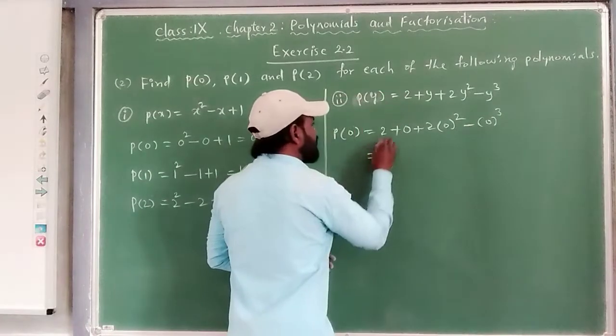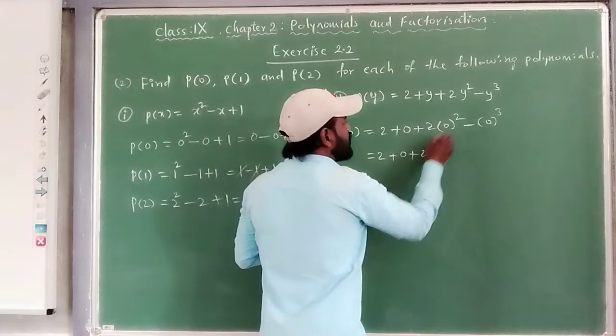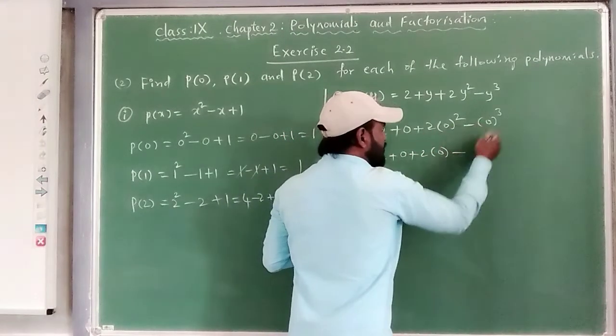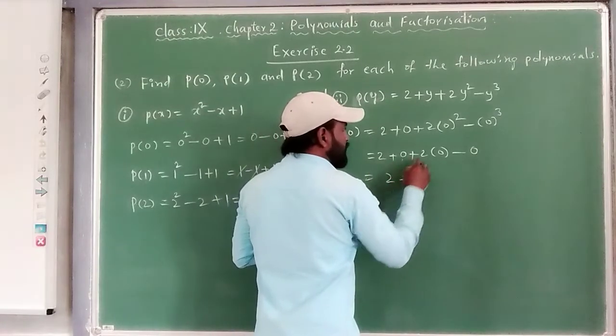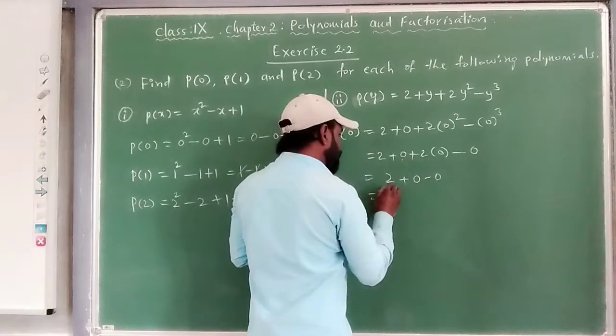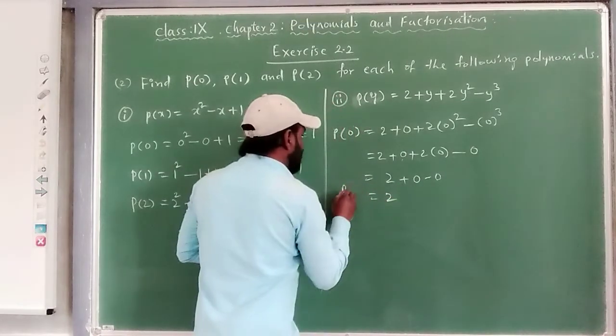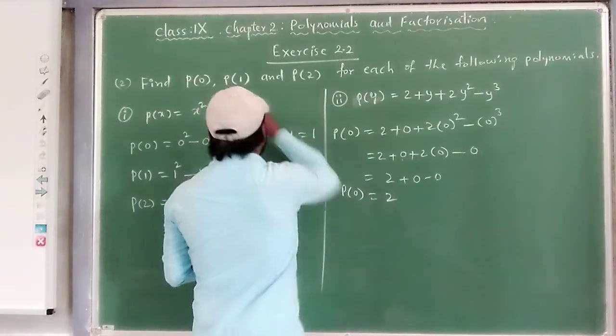Go for the simplification. 2 as it is, plus 0 as it is, plus 2 into 0 square is 0, minus 0 cube is 0. So 2 plus 0 is 2, plus 2 into 0 is 0, minus 0. 0 minus 0 is 0. That means 2 only. P of 0 is equal to how much? 2. That's all.